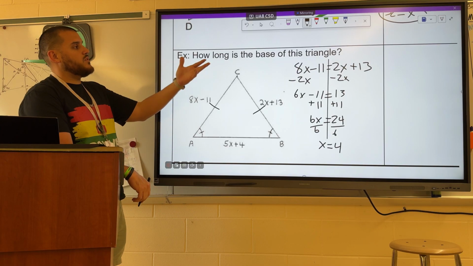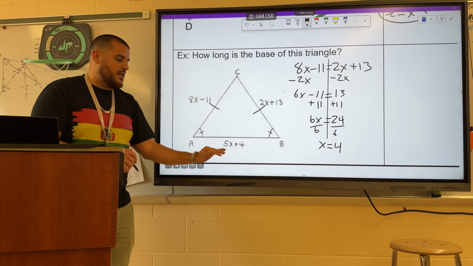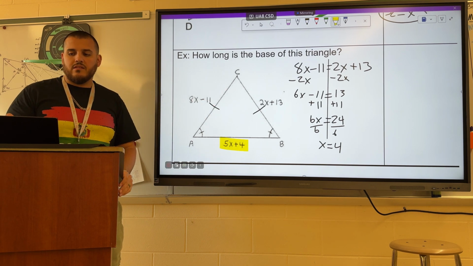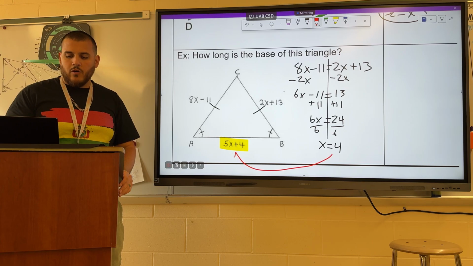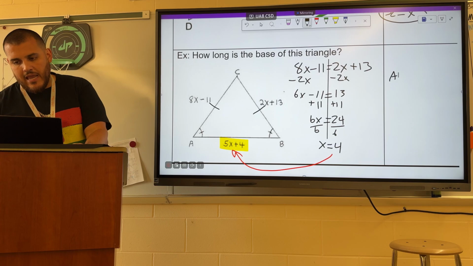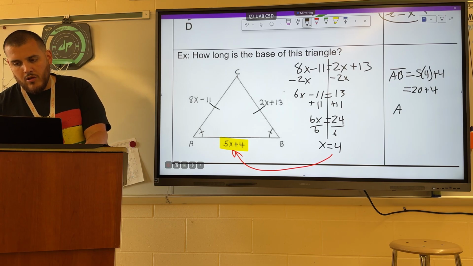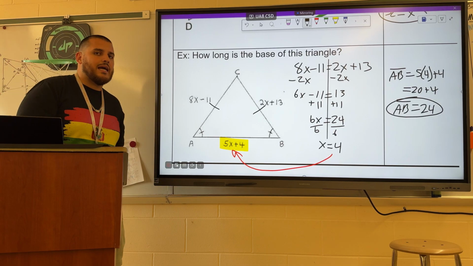And again, the challenge in here is knowing what to do with this information. It's not just solving for x, we have to solve for the base of the triangle. Since we've already identified these are the legs, that makes this the base. So we need to plug that 4 in for the x there in that expression. So that's side AB, that's my base there. 5x plus 4, I know now that x is 4. So we got 5 times 4 plus 4. 5 times 4 is 20. 20 plus 4 will give me a side length of 24 units for side AB.